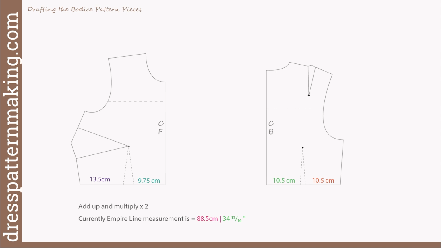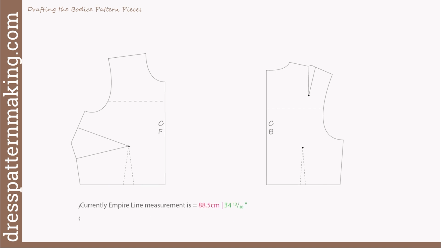So I'm going to add these up and multiply by 2 since these are the half blocks and the full body is double this amount. Currently the empire line measurement on this pattern is 88.5 centimetres or 34 13/16 of an inch. My body measurement is 80 centimetres or 31.5 inches.